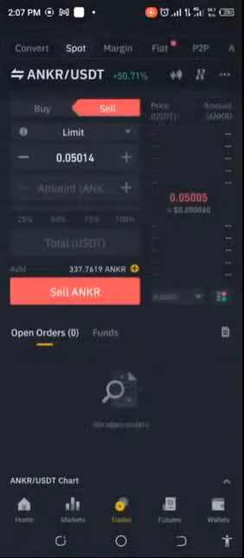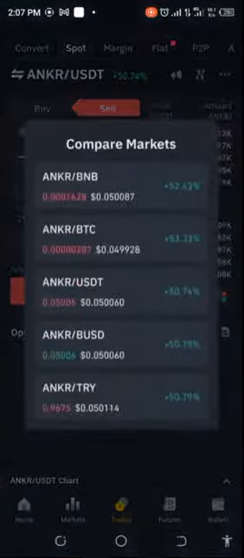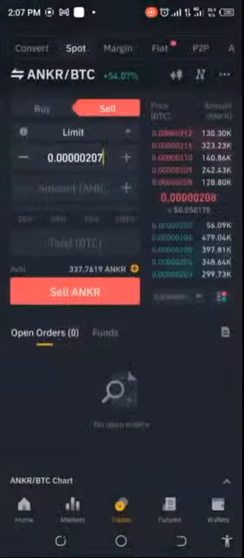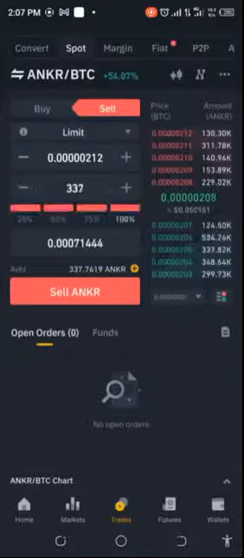Let's go back and put it. Let me do the compare markets. Okay, it's going to go back up. Let's put it at 12. Let's do 12. Let's put everything there.